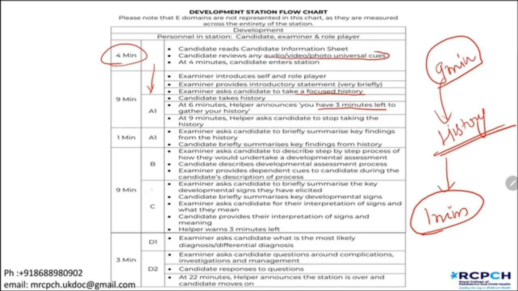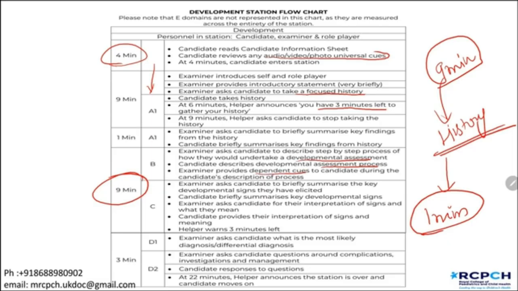In the next 9 minutes, the candidate is supposed to do the developmental assessment. The examiner asks the candidate to describe step by step how they would undertake a developmental assessment. The candidate will describe the developmental assessment process. This is the verbal assessment. The examiner will act like a child, and will provide dependent cues to the candidate during the assessment process.